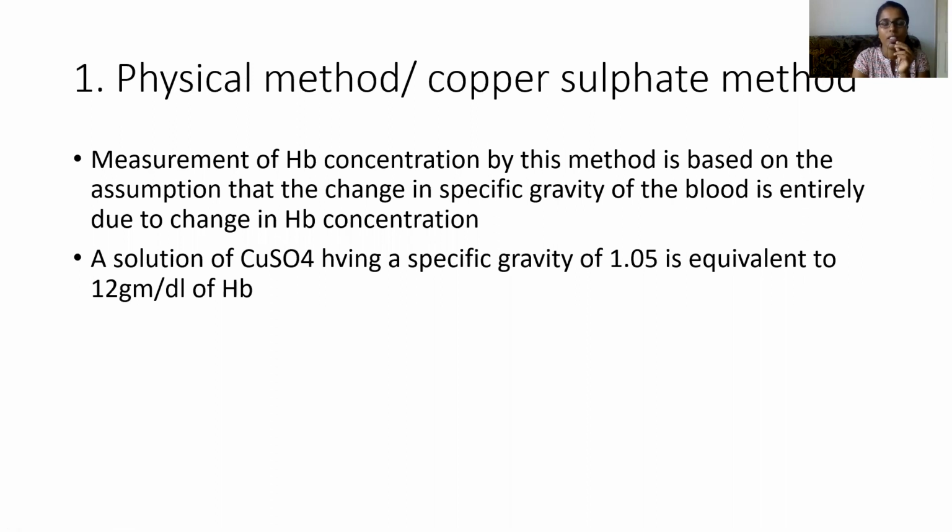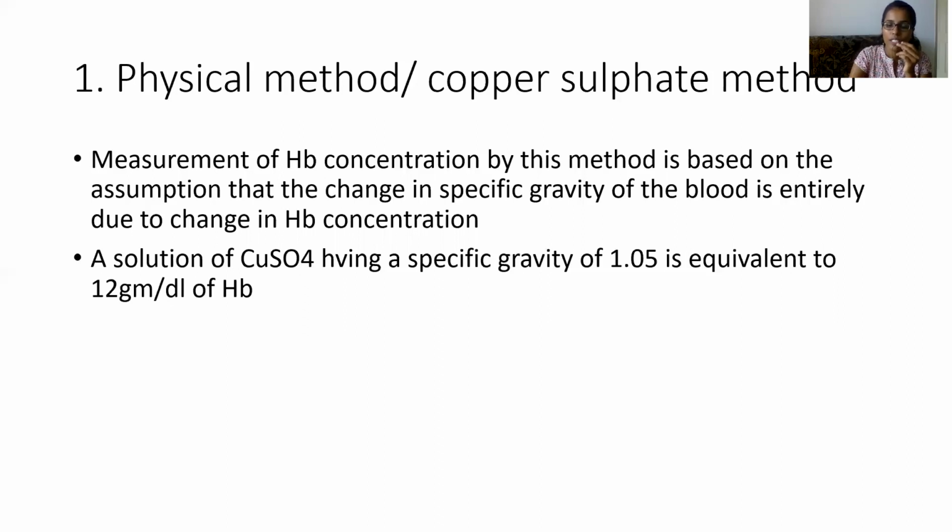is the physical method. The physical method of hemoglobin estimation is otherwise called the copper sulfate method because here we are using copper sulfate as a reaction medium. Okay. So measurement of hemoglobin concentration by this method is based on the assumption that change in specific gravity of the blood is entirely due to change in hemoglobin concentration, which means specific gravity of blood is mainly due to the presence of hemoglobin in it. Okay. So any alteration in specific gravity of blood could be due to alteration in hemoglobin concentration.